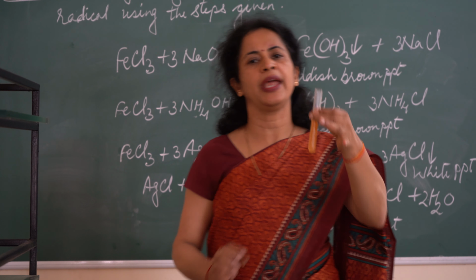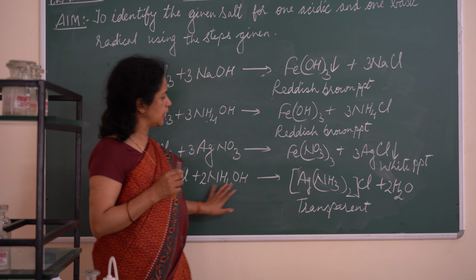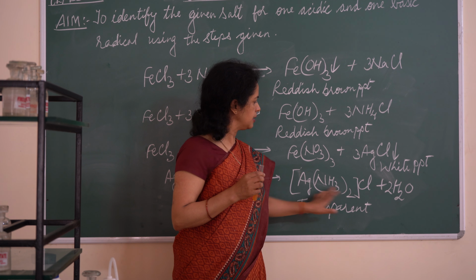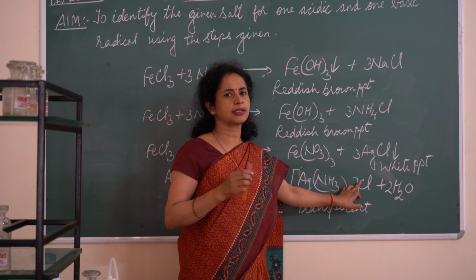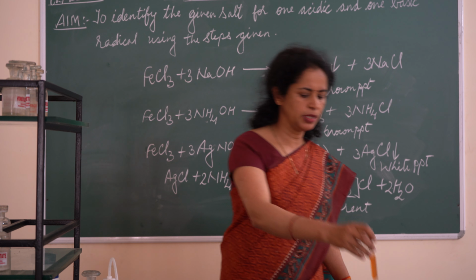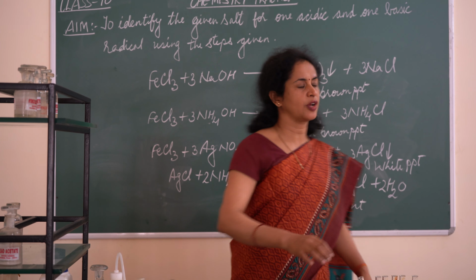White precipitate which we are getting, that is silver chloride. On adding silver nitrate, if we get a white precipitate, it is silver chloride. Silver chloride forms a complex with ammonium hydroxide to form diamine silver chloride, and this diamine silver chloride being soluble, it gives a transparent solution. So it confirms presence of chloride ions.